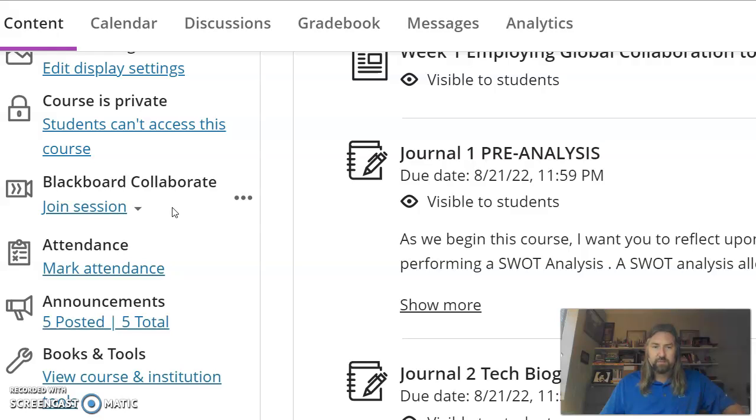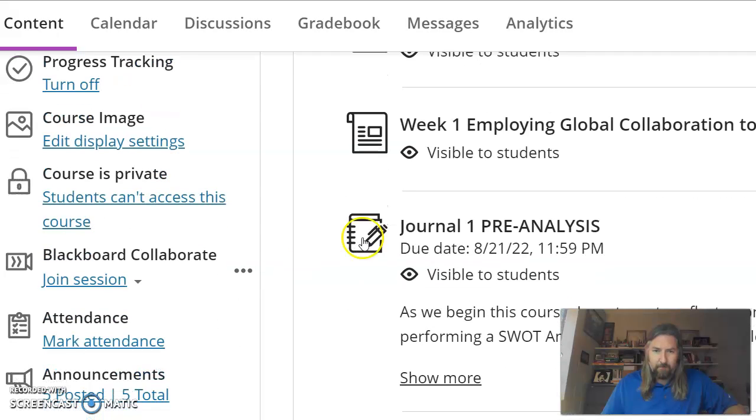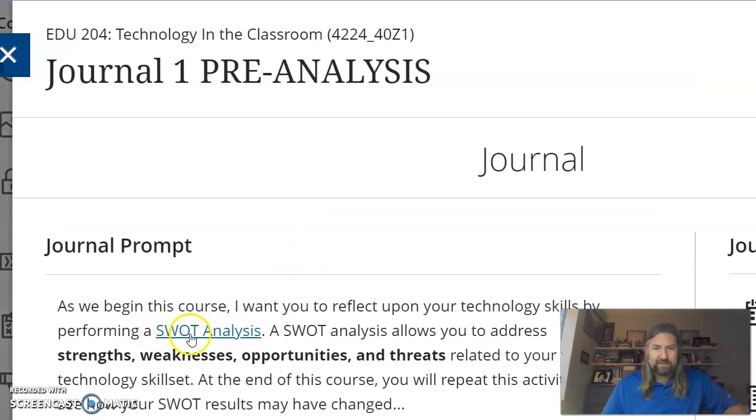Make sure to read the syllabus. At the beginning of the syllabus is the syllabus checklist that I have to turn in. I just included that as part of the syllabus. I didn't take it out, so you can move through the first 2 pages, and then the syllabus starts where my information is. And then also on this Journal 1 pre-analysis, if you don't know what a SWOT analysis is, strengths, weaknesses, opportunities, threats, you can click this link, and there's an explanation there that you can look at.